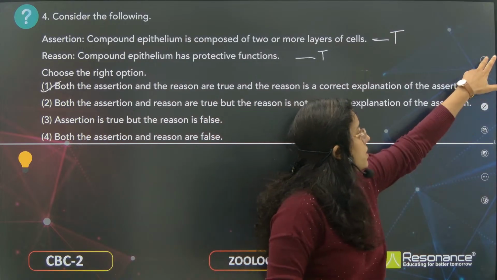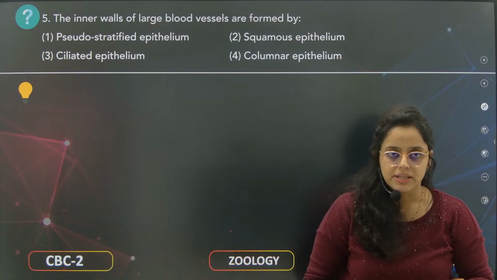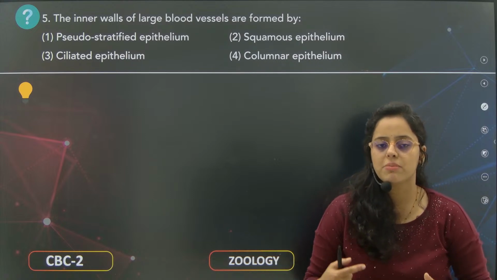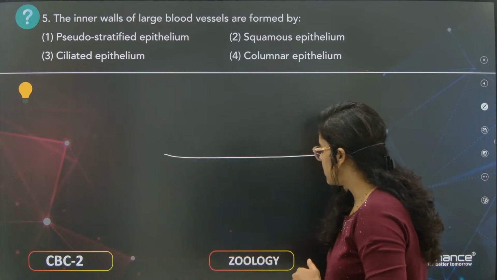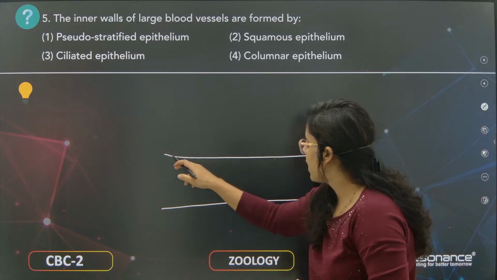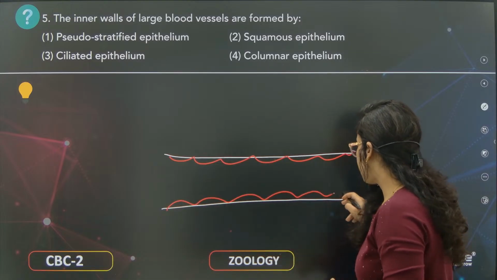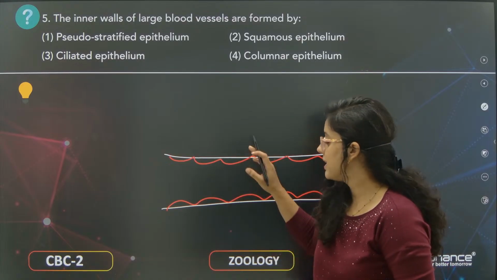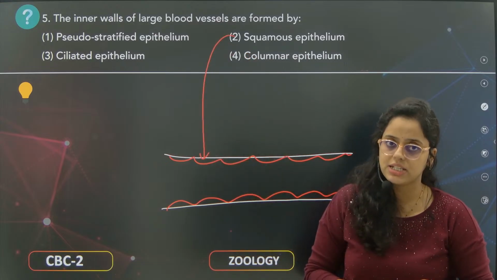Now going to the next question. The inner wall of large blood vessels is formed by pseudostratified ciliated epithelium, columnar epithelium or squamous epithelium. They are formed by squamous epithelium. So this is a blood vessel. The inner cells of blood vessels are formed by squamous epithelium. They don't have secretory functions, they don't have absorptive functions. So blood vessels don't have these kinds of functions, so they are made up of squamous epithelial tissue.